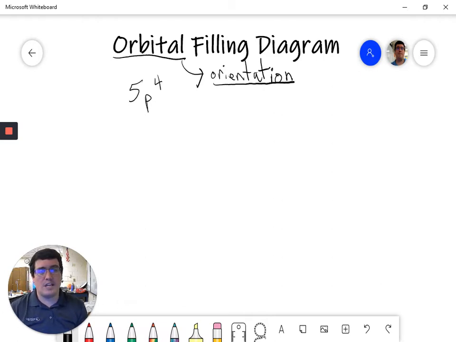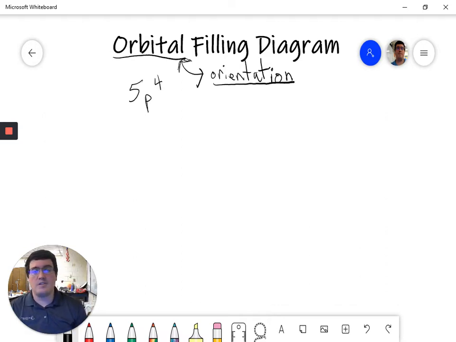Orbital means orientation. Chemists like to use the term orbital interchangeably. They'll talk about orbitals as sublevels, and as orientations of the sublevels. Really, the word is somewhere in between. But in our brain, these two should be linked. When we talk about orbitals, we're talking about orientations, and I want you to be able to go back and forth on those.